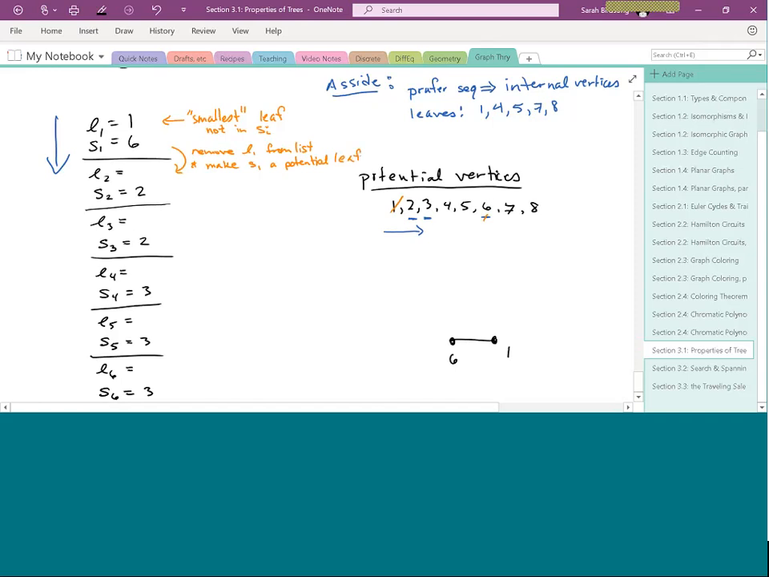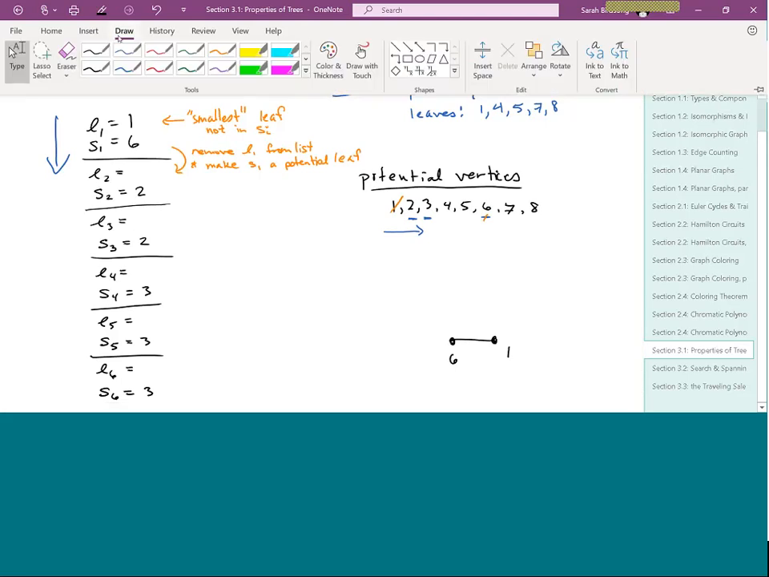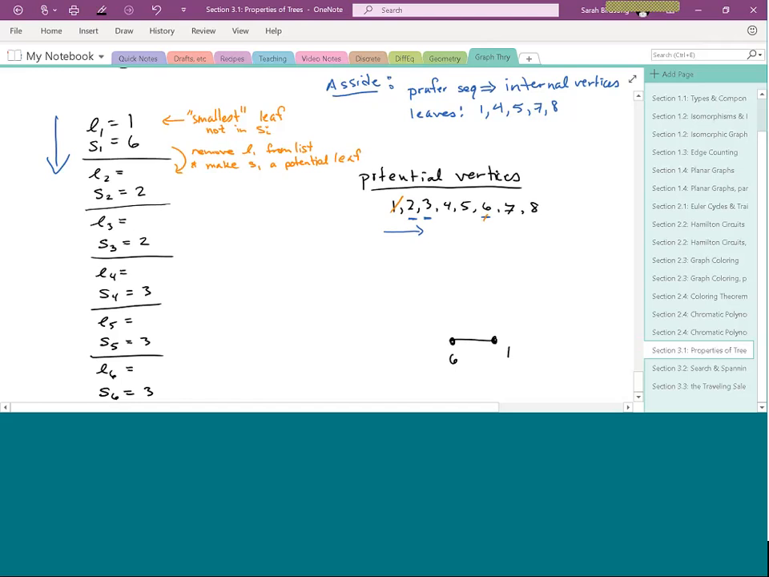Okay. So that's the idea in terms of scratch work. Now, let's do step 2. So step 2, now what have we done? 2 and 3 are still internal vertices. They're still in play because they're still being used in the Prüfer sequence. 6 now is fair game. But we still have the other proper leaves of 4, 5, 7, and 8.